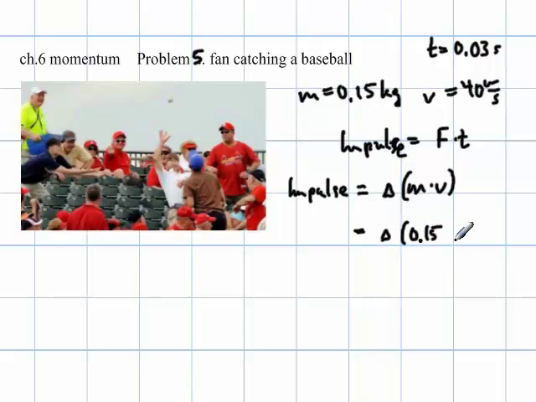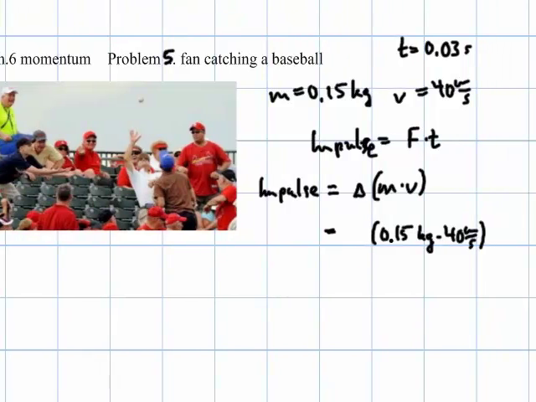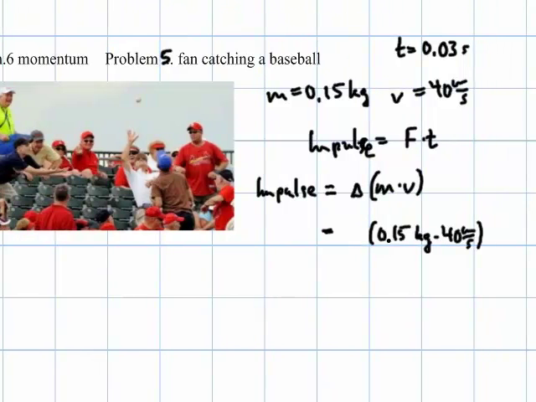So the change in momentum, well, those numbers we have given, it's 0.15 kilograms times 40 meters per second. And I actually don't need that delta. There, get rid of it. I need a little bit more space. This was supposed to be an equal sign.